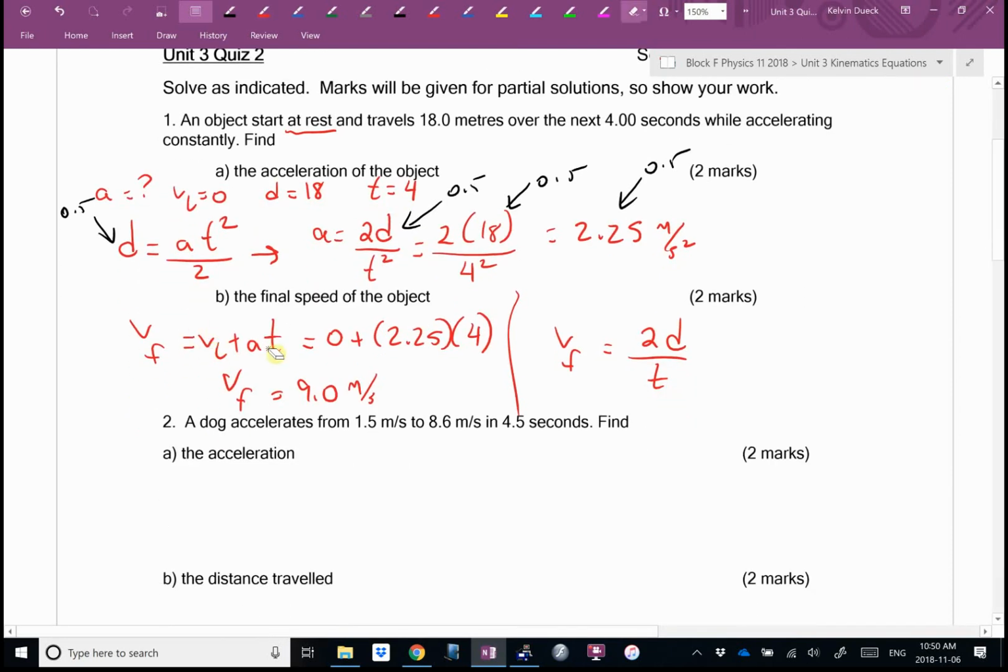Oh, 1 whole mark for this. 1 mark for D equals bracket VI plus... or half mark for D equals bracket VI plus. Same marking scheme as before, right?